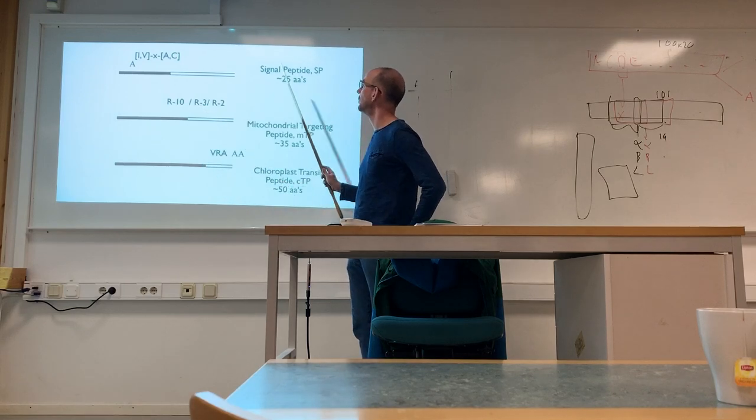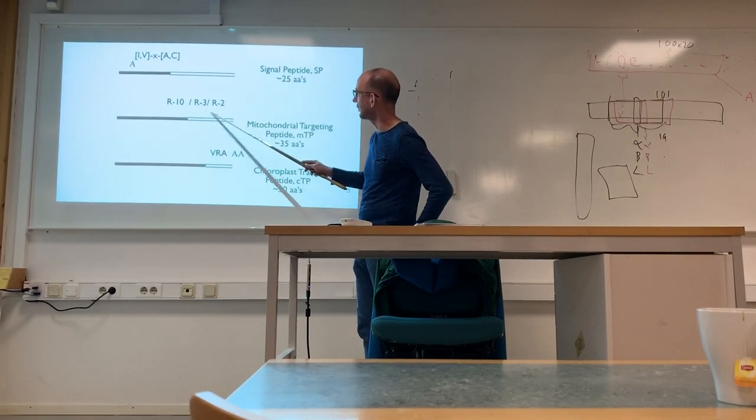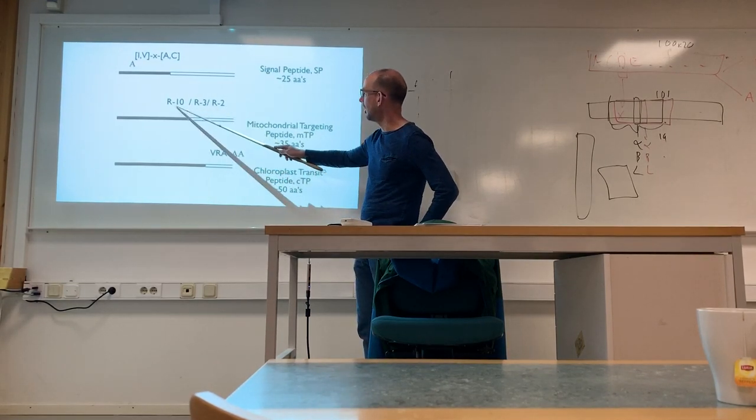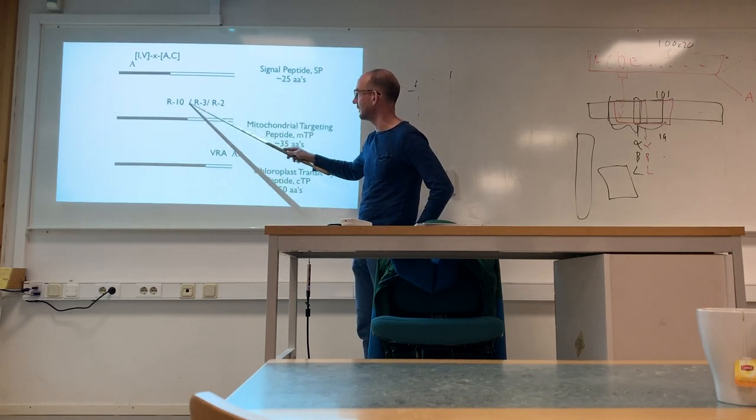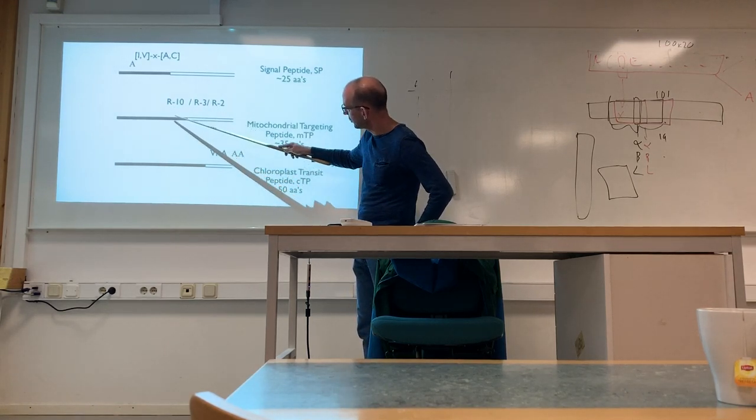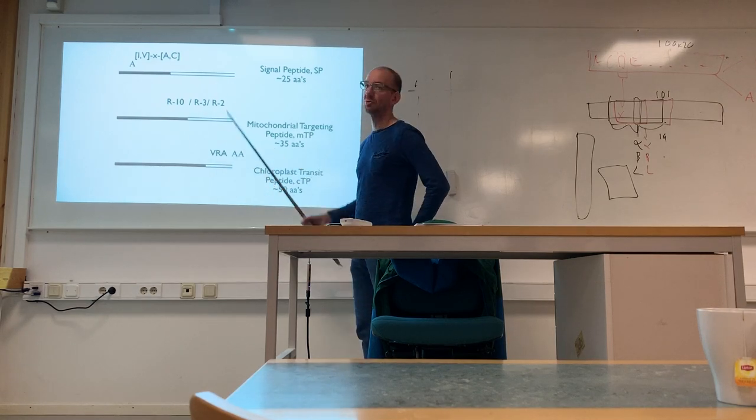But it was already known that you have some kind of rules here. Here you have an R minus 10, R minus 3, R minus 2. So basically, in positions 2, 3, and 10 from the cleavage site, there used to be a lot of ordinates.